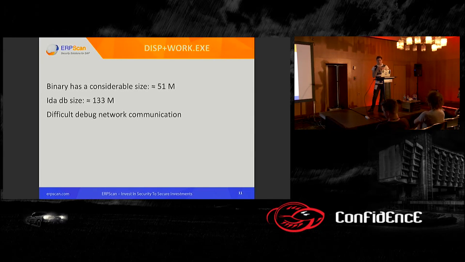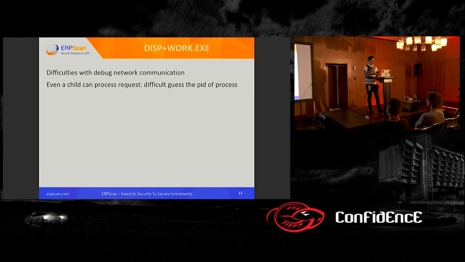And of course, we tried to debug this process. But at this step, we got the first problem. It was very difficult to debug network communication of the disp+work process. Why? Because on the server side, not only one disp+work process works; a lot of child processes also exist, and all these children can handle user requests. It means we need to guess which child is responsible for different requests, or try to attach our debugger to every child process.